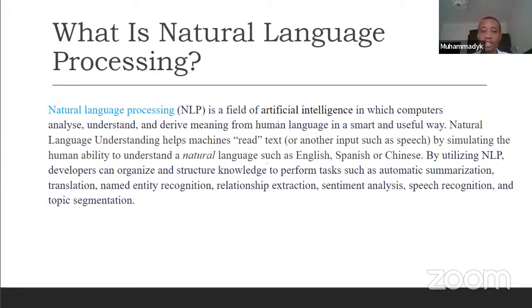So what does that mean essentially? It means that computers are now very intelligent these days, that they are able to analyze human language, just like the way I'm speaking in English. They would be able to analyze the English language in a very smart and useful way, even more than humans can do. So natural language understanding helps machines to read text, by simulating the human ability to understand a natural language such as English, Spanish, or Chinese.